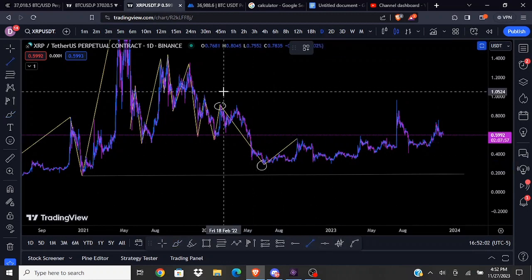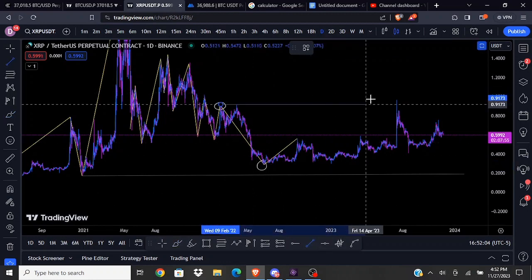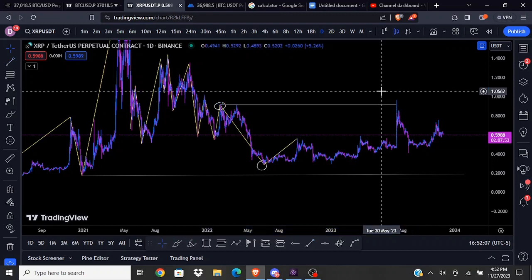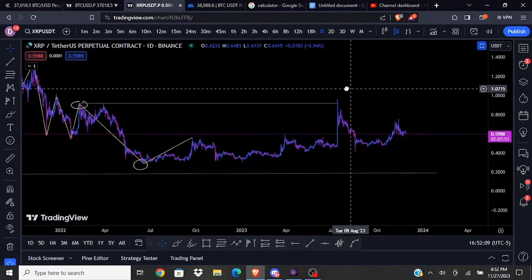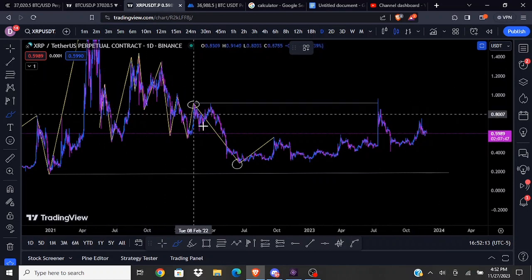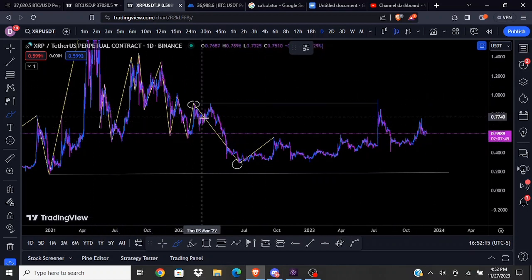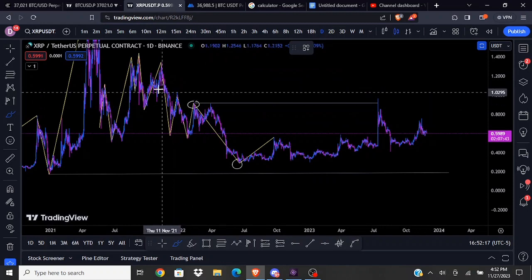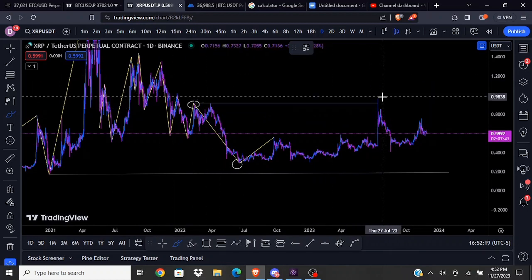So the next time that we had a development with market structure was when we came up to touch this lower high and we wicked it. So, the most recent market structure development following the daily market structure, which is internal, but it's as primary as you can get right now, so I wouldn't even really call it internal.